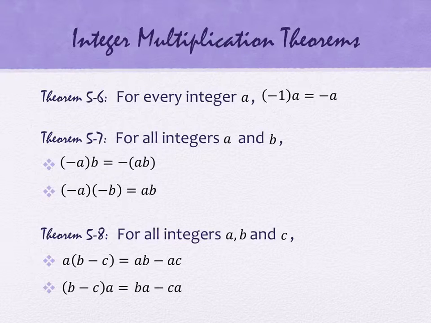On Theorem 5.7, for all integers a and b, if you have -a times b, it's the same thing as having a times b with a negative in front. And if you have two negatives, that is -a and -b, then that's the same as having a times b. And then Theorem 5.8 is the distribution property. So a times the quantity b minus c would be ab minus ac. And then if you had it the other order, b minus c times the value a would be ba minus ca.